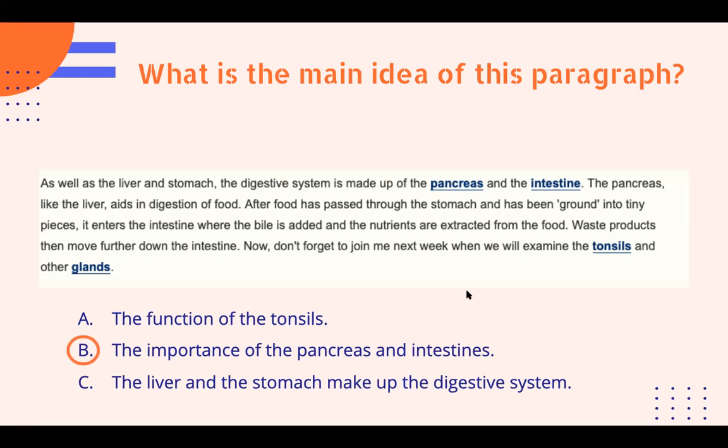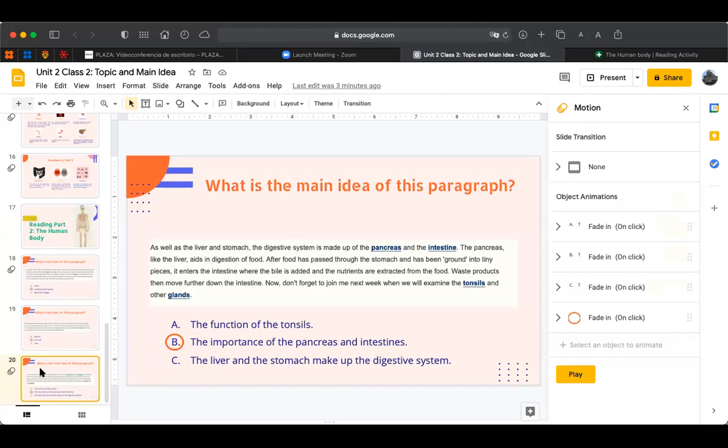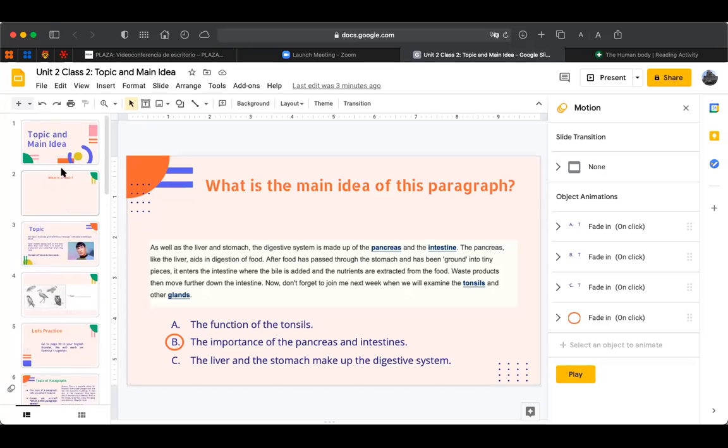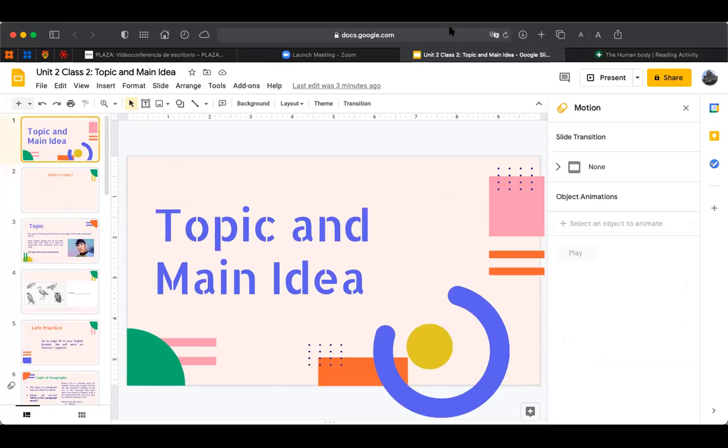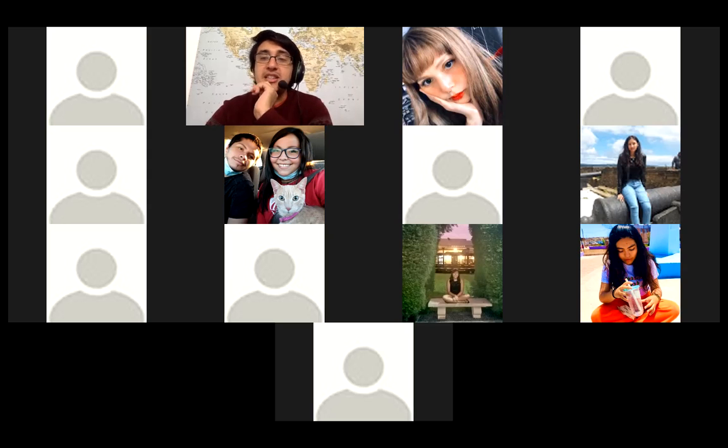Very good. Yes, it is B. The importance of the pancreas and the intestine, or the function, mejor decir, the function of the pancreas and the intestines. So that's the main idea of this paragraph. Very good. And I think that's it. Yes, that's it. Any questions about main idea and topic? No? Okay. No questions? ¿Todo bien? Ok.